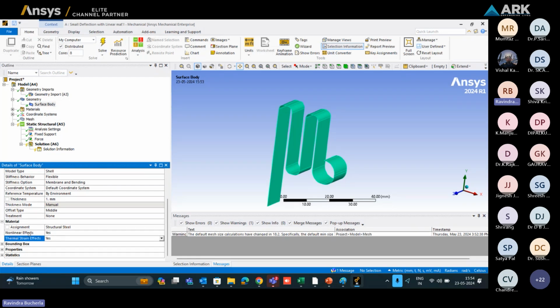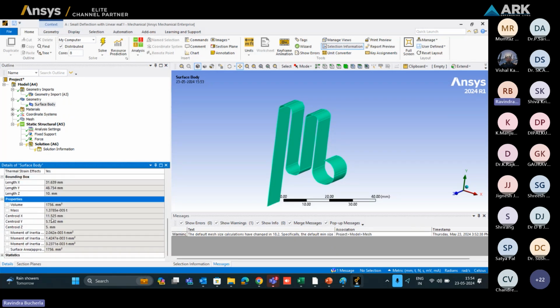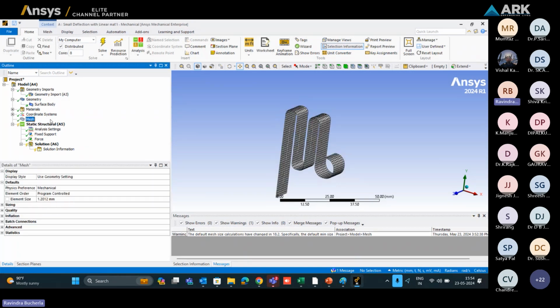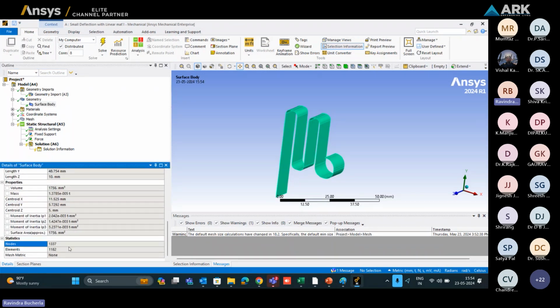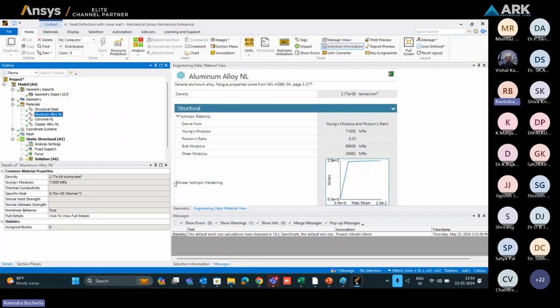Yes. By default, these two things will be considered as yes only. There is no need to change. And these are the bounding box properties and the properties related to volume, mass, centroids, moment of inertia of our geometry. And this is the number of nodes and elements that we will be having after generating the mesh. After generating the mesh, the number of nodes and elements will be available here. So these are the materials that we added. If you want to read the properties, we can read here.